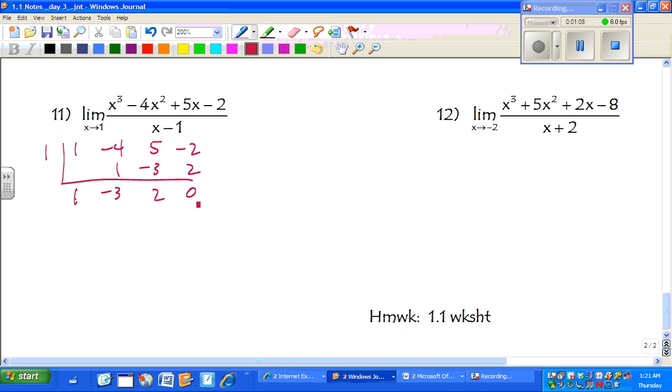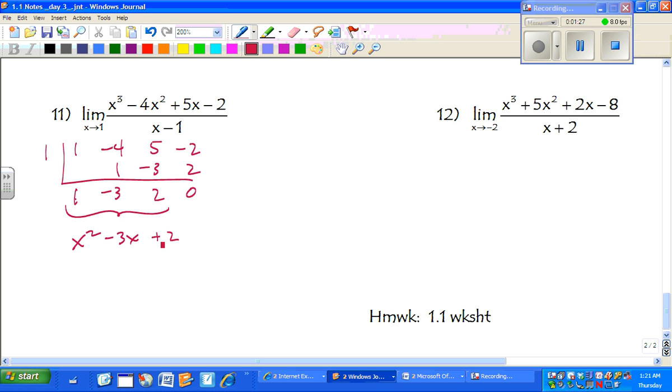So there's no remainder. We started off with a function on top that was cubic, to the third degree. So when we divide by an x, it's going to end up giving us this whole part that's quadratic. So it's 1x squared minus 3x plus 2.